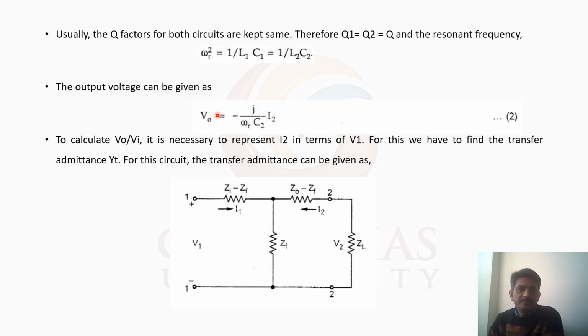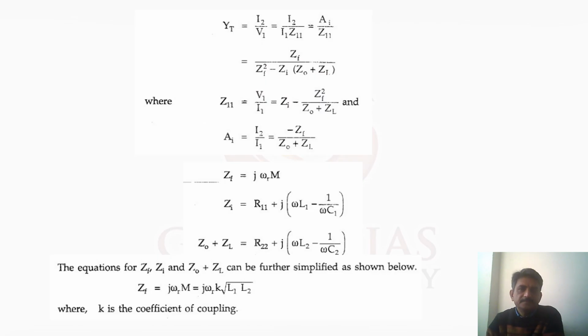So the output voltage can be given as 1 upon j omega r C2 into I2. To calculate V0 upon Vi, it is necessary to represent I2 in terms of V1. For this we have to find the transfer admittance Yt. For this circuit the transfer admittance can be given as shown. So here Yt is I2 upon V1, and it can be simplified as Zf upon Zf square minus Zi Zo plus Zl.